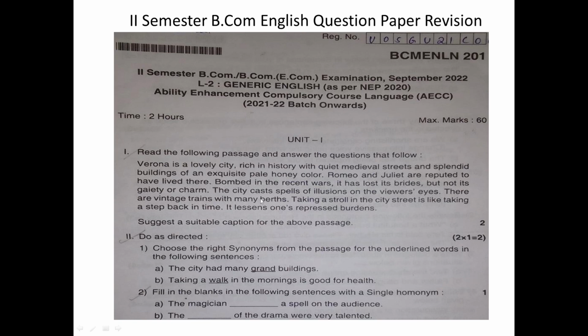So usually they give a short passage like this. In this one you can see it's about Verona, which is a lovely city rich in history with quiet medieval streets and splendid buildings of an exquisite pale honey color. Romeo and Juliet are reputed to have lived there. Bombed in the recent wars, it has lost its bridges, but not its gaiety and charm. The city casts spells of illusions on the viewer's eyes.